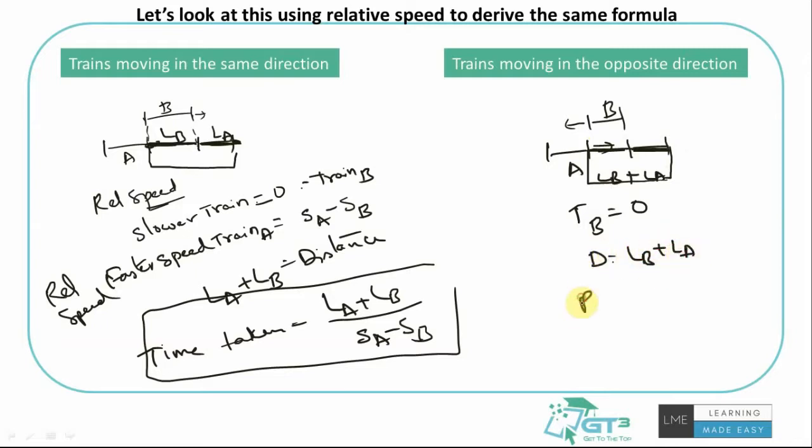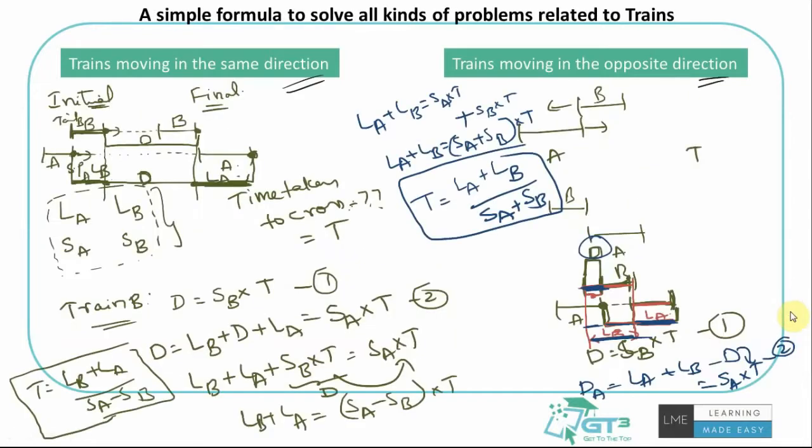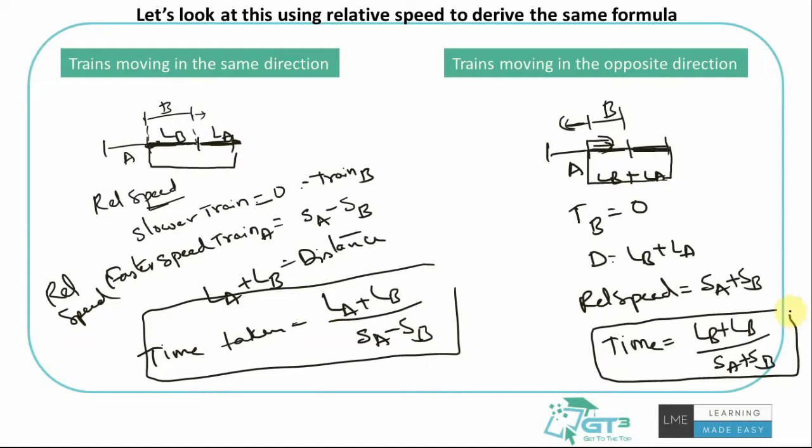What is the relative speed of this faster train? SA plus SB. Why? Because both of them are moving in opposite directions. So the time taken to cross would be distance by relative speed. See, the formulas are pretty much the same. So it just depends on what you're comfortable with.